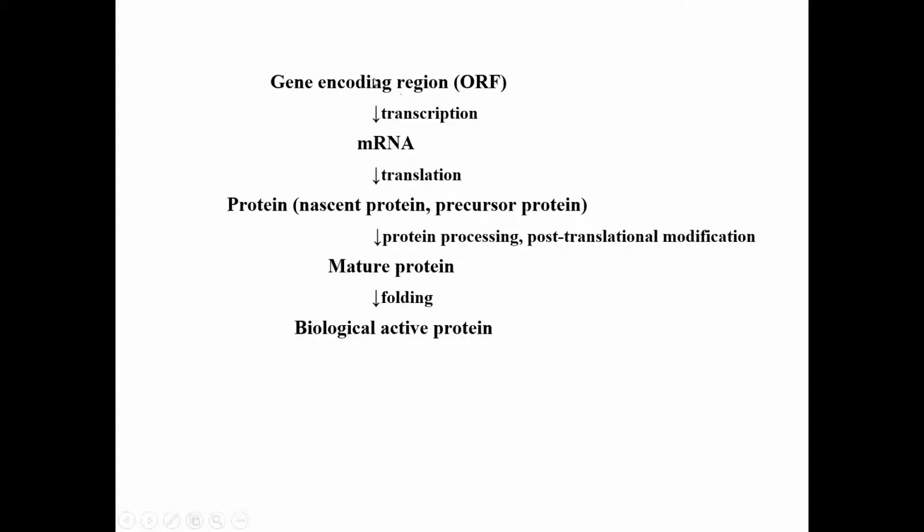Coding region from the DNA, we have transcription, which gives us mRNA, and the information is translated into protein. Now the protein which is formed, known as nascent protein or precursor protein, needs to undergo certain processing, which is going to convert it into a mature protein or active protein. Rather, not active yet, because one more process is required, that is folding. Folding of this polypeptide chain into its native form, which involves the secondary, tertiary, and quaternary structures for certain proteins, is going to give you the biologically active protein.